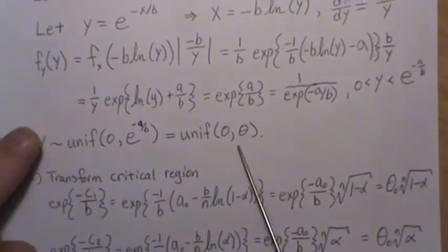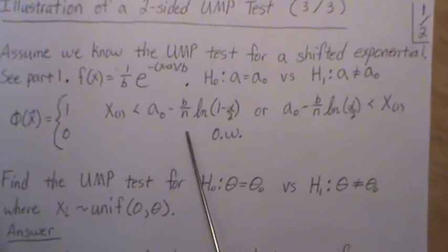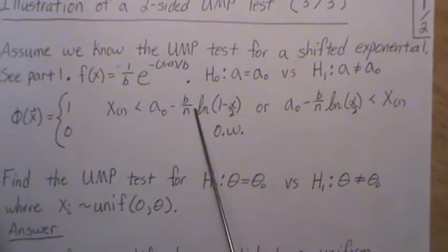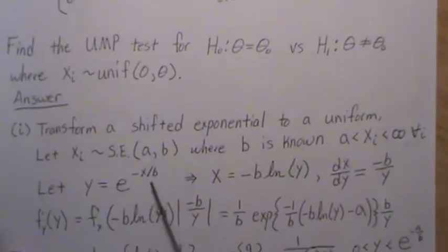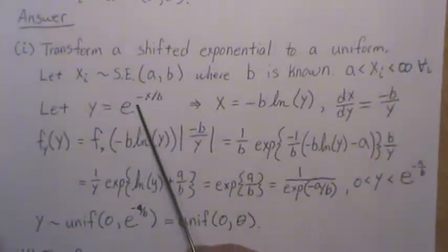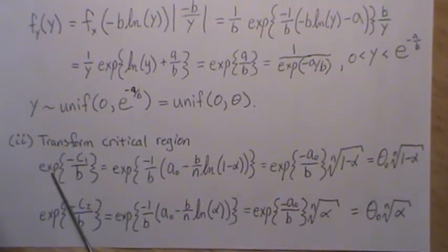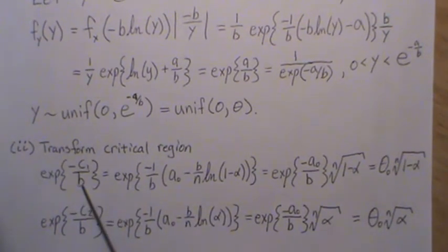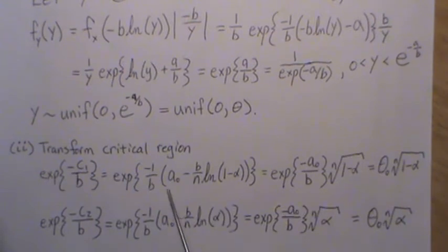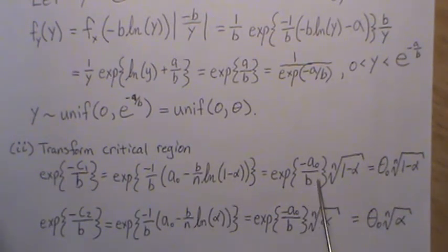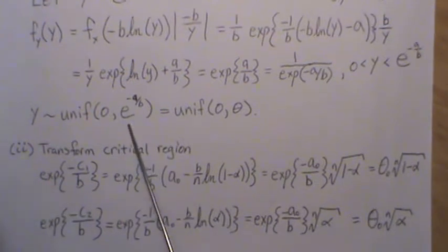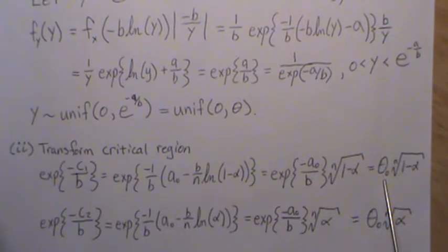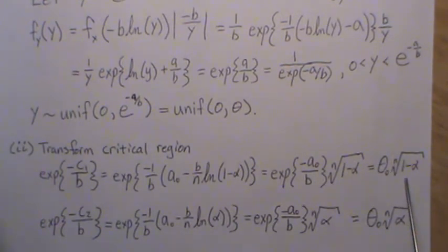Now, using this critical region, remember this is our goal. Now we're going to take these critical regions and transform them using this transformation. So we plug them in. So it's e to the minus, remember it was x, but we're going to put in the C1, the first critical region, over b. So that's what this is. Reduce, reduce, reduce. But remember we were calling this theta. So we get theta naught, the nth root of 1 minus alpha.